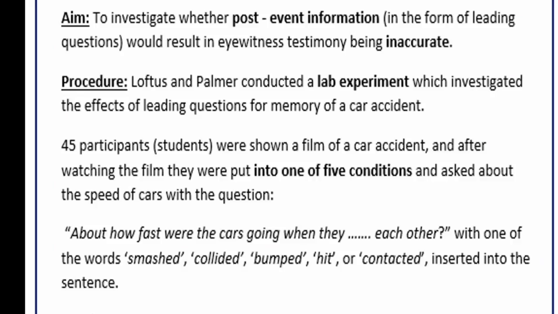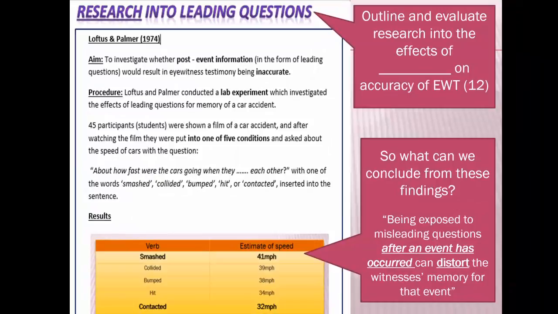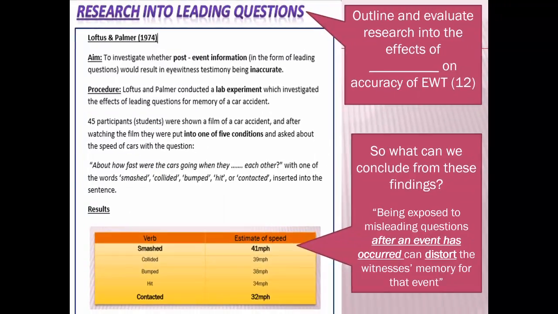Those 45 participants were shown a film of a car accident. After they've watched the film, they are placed into one of 5 different conditions, and they are asked specifically about the speed of the cars with the question, "About how fast were the cars going when they something each other?" One of the words was replaced. That word was a verb, a describing word. So in each of the 5 conditions, the verb was different to describe the impact. One condition received the word smashed, next collided, then bumped, then hit or contacted. So we have 5 different questions here.